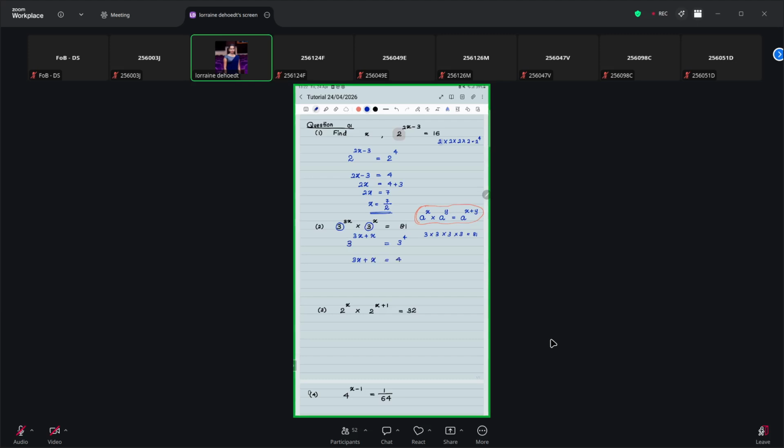Then 3x plus x equals 4x. 4x equals 4. Then x equals 4 over 4. 4 over 4 means 1. Therefore, x equals 1.